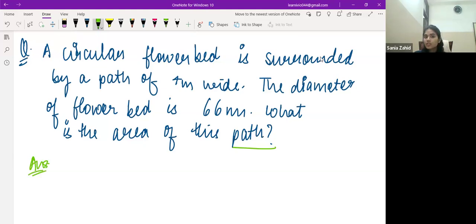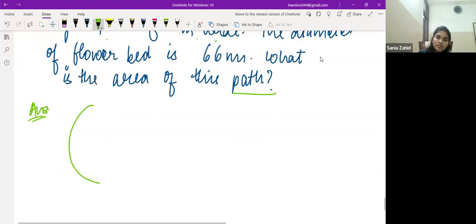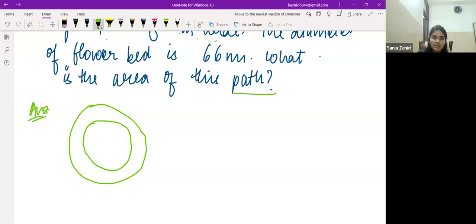What is given to you? A circular flower bed is surrounded by a path 4 meters wide. So what is the figure like? This is a circular park and it has a path, a footpath. So this is the footpath basically. This all is the footpath.